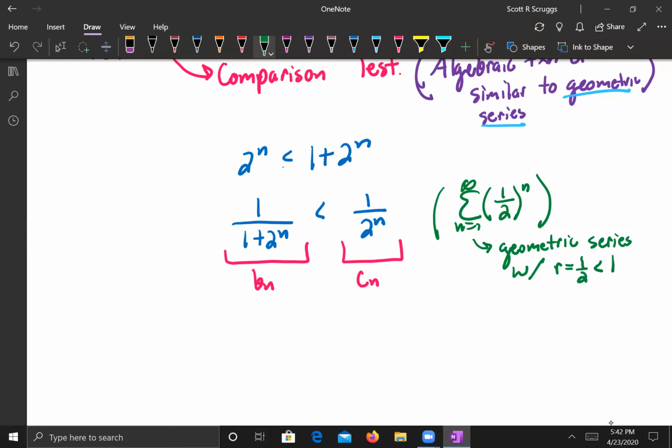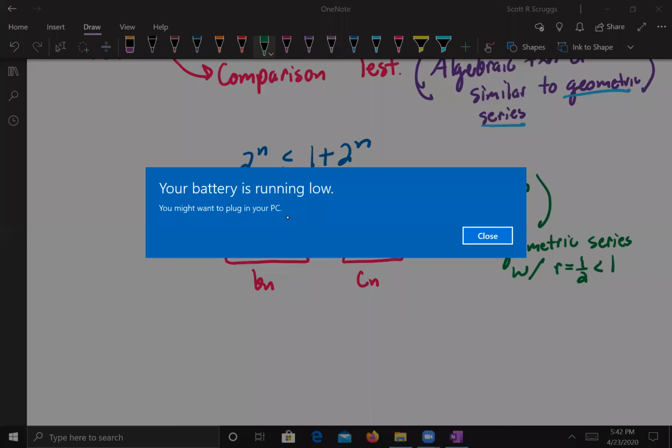Which is less than 1. Which means by geometric series, the series that I'm comparing with converges, meaning that the series I want to test converges.